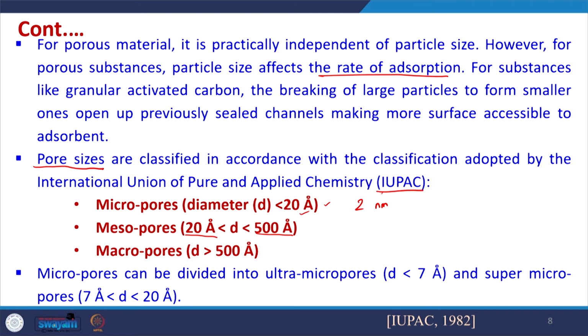Now, micropores can also be further divided into ultra micropores and super micropores. Ultra micropores have a diameter less than 7 angstrom, and super micropores have a diameter between 7 to 20 angstrom. Now, for gas phase separation, micropores are important because if more micropores are there within the same surface area, more of the pores can be utilized for gas phase separation.